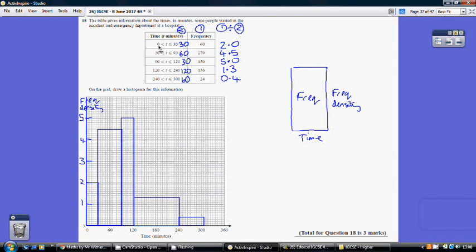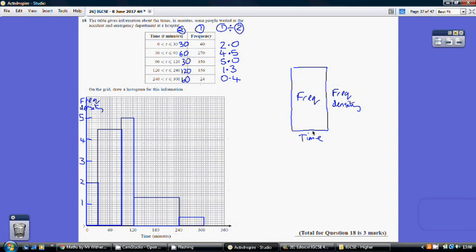So what I've done first of all is just to work out the length of the bases of each of the rectangles. So 0 to 30 is 30, 30 to 90 is 60, and so on. So I've got the bases of the rectangles here. So this is the time. So this is the base of the rectangle. I know this frequency here is the area. So how am I going to work out the height of each of these bars, the frequency density?